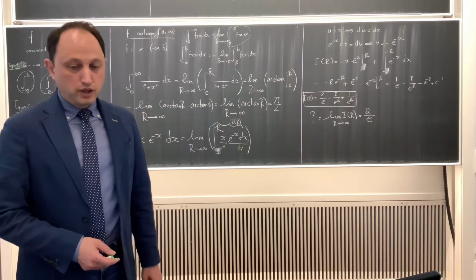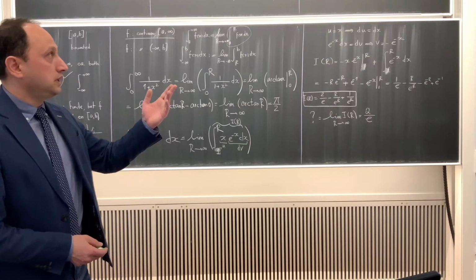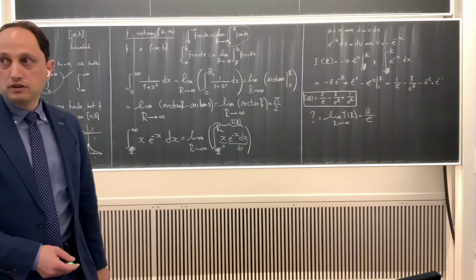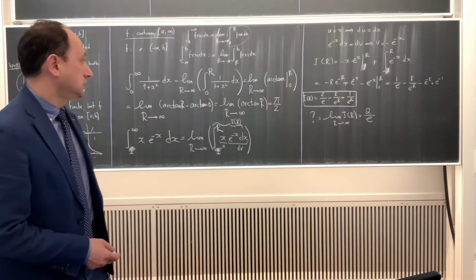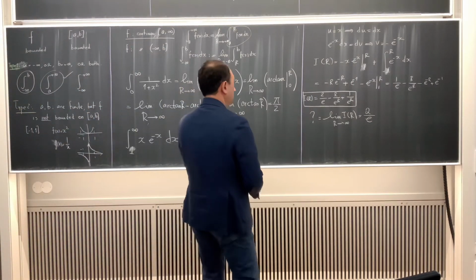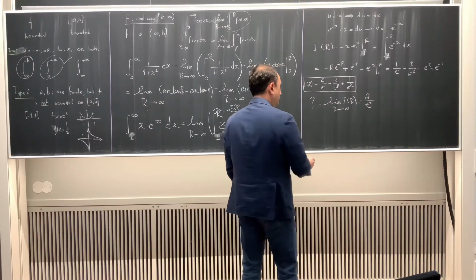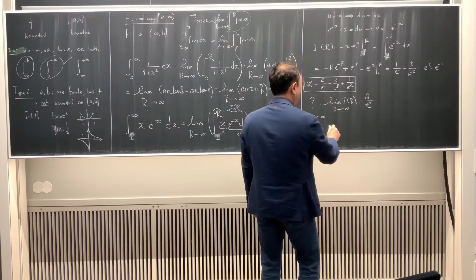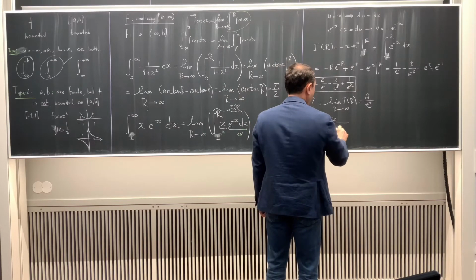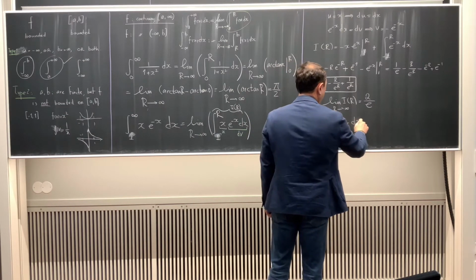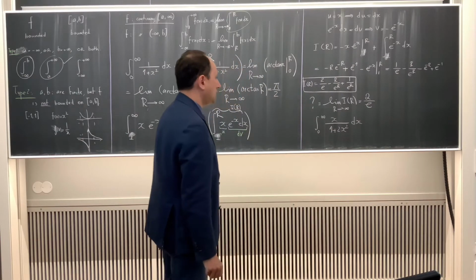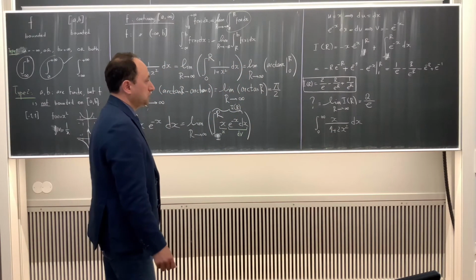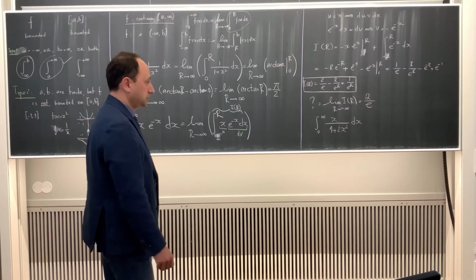Okay, I have given you another example. I have written something here: show that this integral diverges. Okay, let us see how this will work. The integral from 0 to infinity of x over 1 plus 2x squared dx. We want to show that this diverges. One way is of course to calculate it.